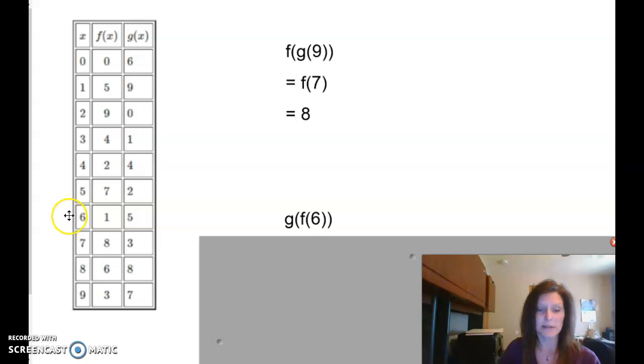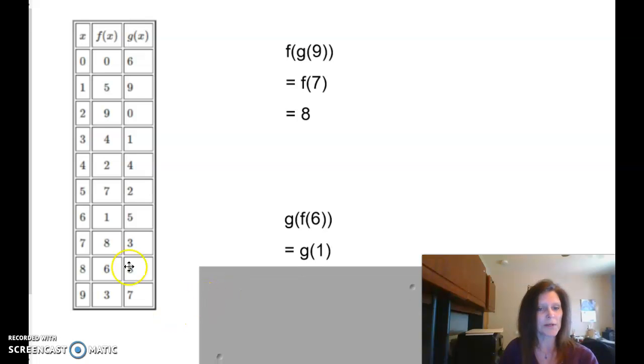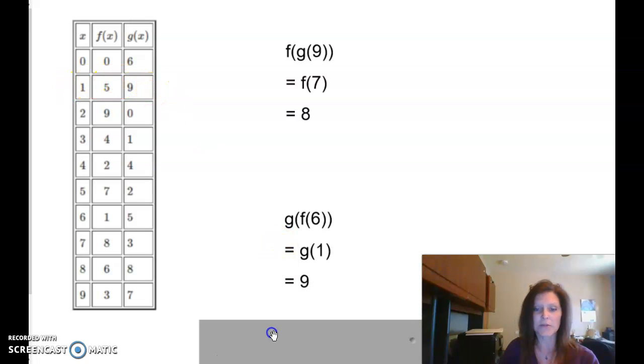F of 6 is going to be 1, right? Because it's in this row here and it's the first column for f. So that means I want g of 1. So if I want g of 1, I'm going to go back up here and find where x is 1. Look over to the g column and realize the final answer there should be 9.